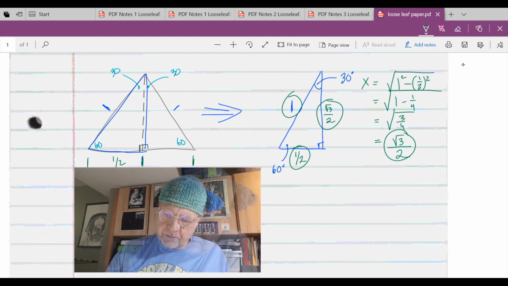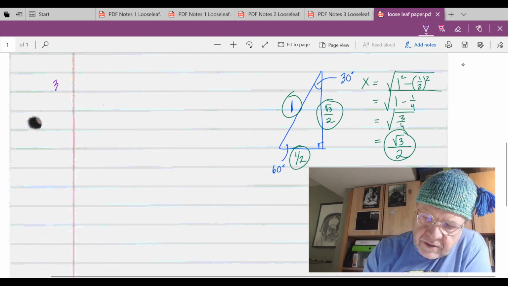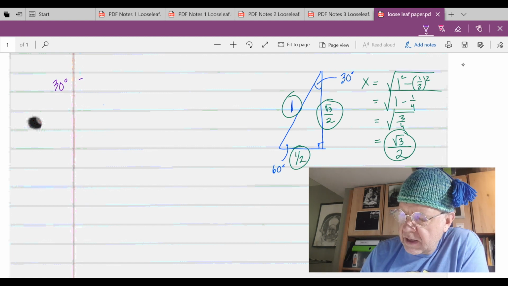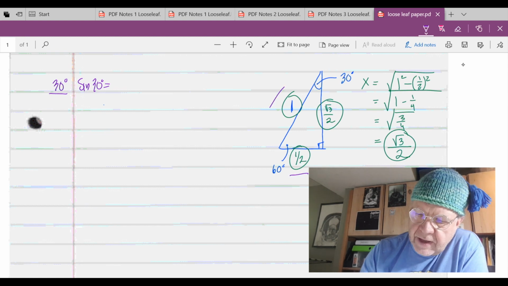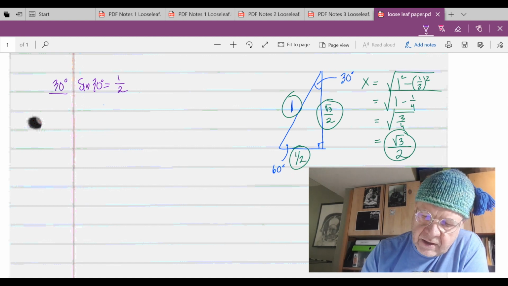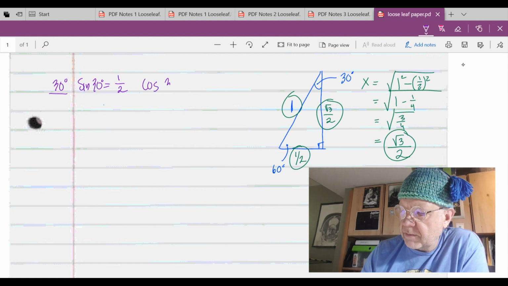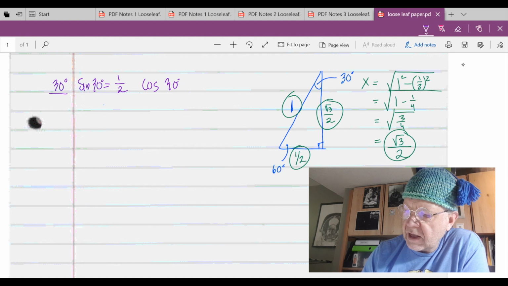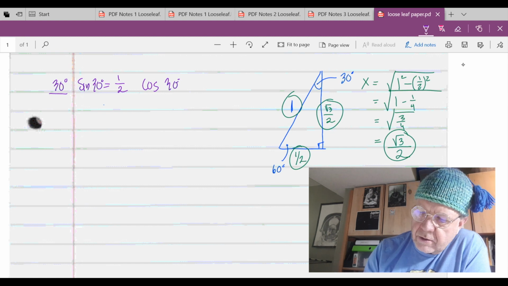Let's make some room first. Let's begin with 30 degrees. Sine 30 degrees is going to be opposite divided by hypotenuse. So 1/2 divided by 1. That looks to be exactly 1/2. Cosine of 30 degrees is going to be adjacent divided by the hypotenuse, which to me looks like root 3 over 2.